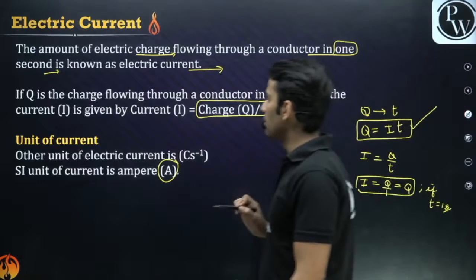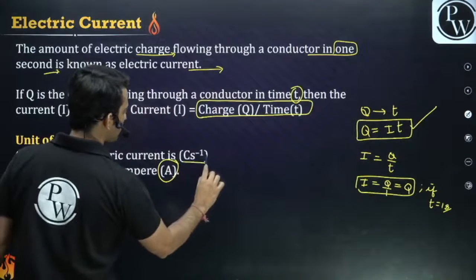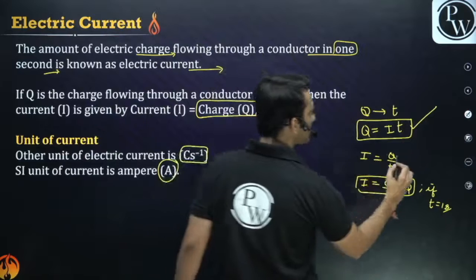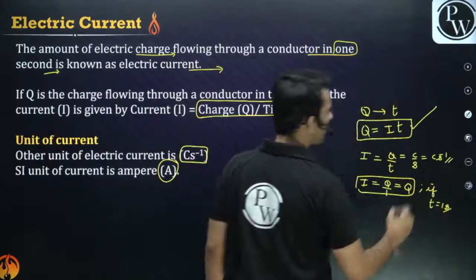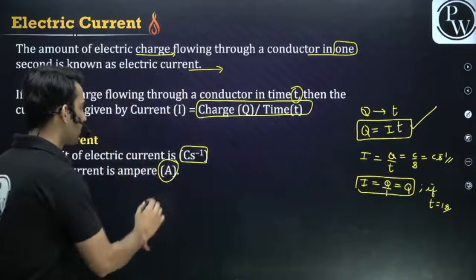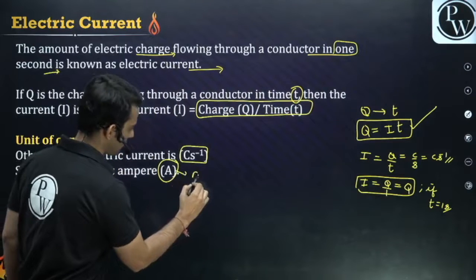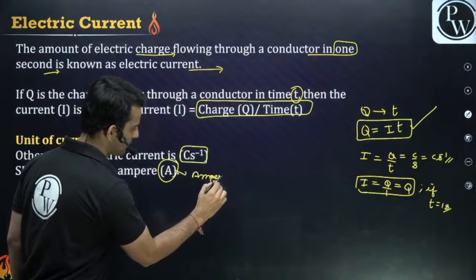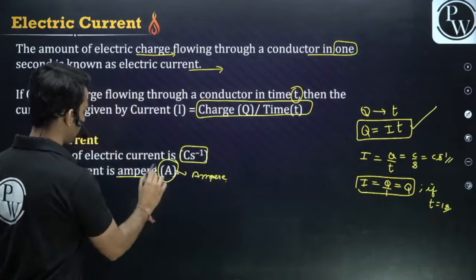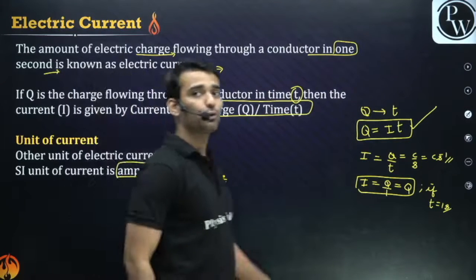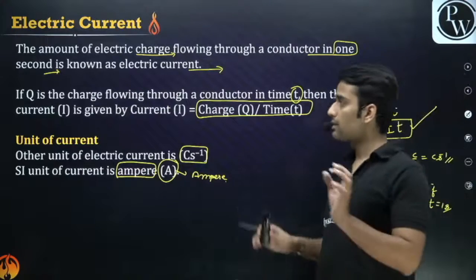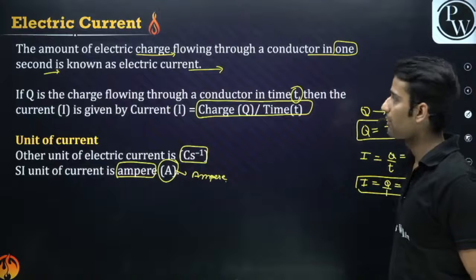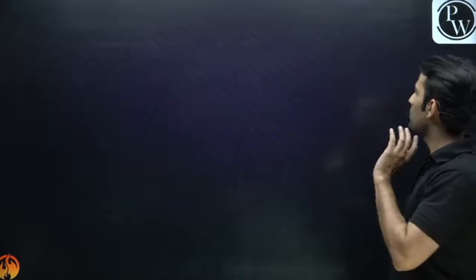So what is the other unit of current? You can see coulomb per second from here. Charge in coulomb, time in seconds, so it's coulomb per second, and coulomb per second is nothing but ampere. It's written here already. So Q is equal to IT. Just pause the video and keep writing this down. Electric current, Q is equal to IT.